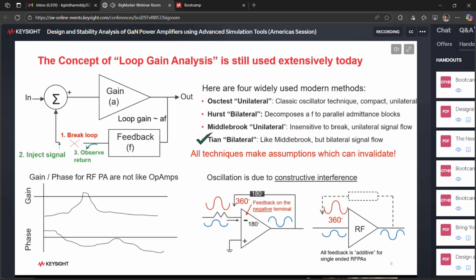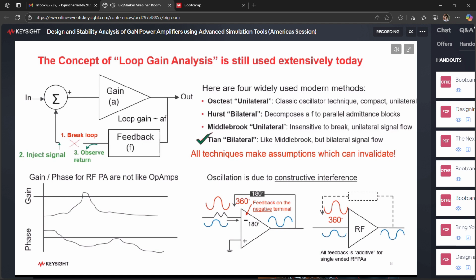There are a lot of different ways that we can do loop gain. All of these make different assumptions. I just put 4 techniques here that are very, very widely used in the industry: Ostest, Hurst, Middlebrook, and Tian bilateral loop gain approaches. And of these, probably the best approach that's ever come out up to this point, if I only had one loop gain technique to use, I would use this bilateral loop gain technique. Essentially, this uses a set of stimulus, a voltage and a current source stimulus that came from Middlebrook, but it extends that to be a bilateral signal flow because signals can flow forward and back in a loop. So I'll get to that in a minute.